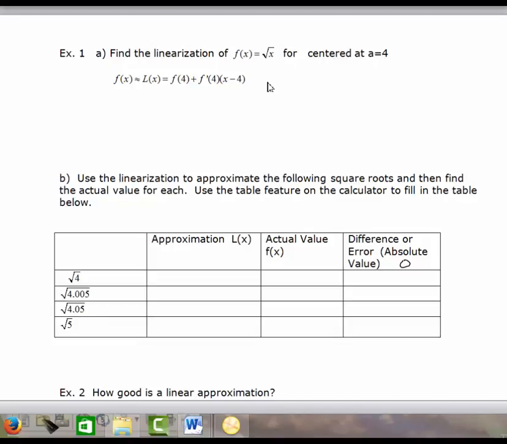We're going to start, and again, you want to use some scrap paper here and do some of the scratch work off to the side, and then we'll fill the table in. We've got our function, f of x equals the square root of x. We're centering it at a equals 4, and we want to find the linearization.